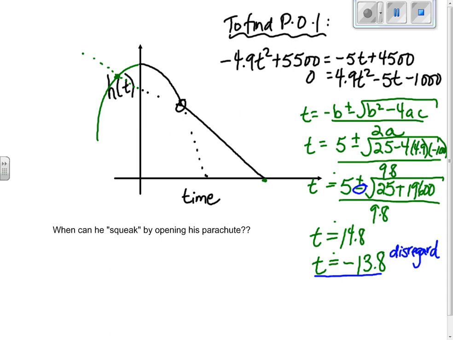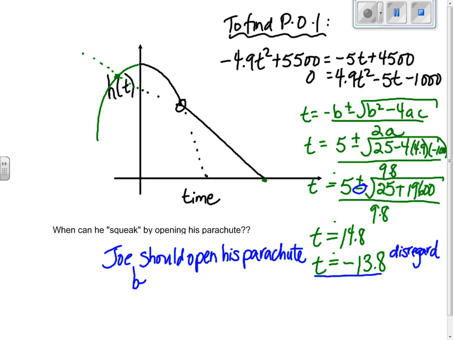So we are suggesting that Joe should open his parachute before 14.8 seconds has elapsed.